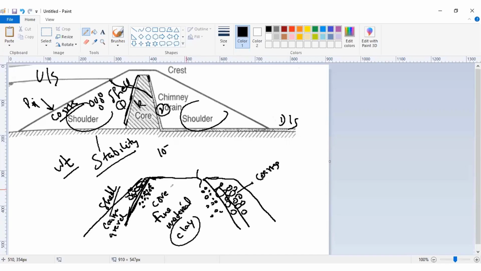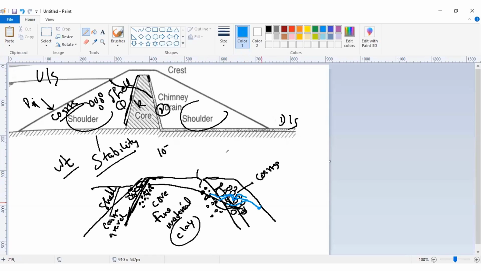So on the downstream side, when the seepage flow is taking place from upstream to downstream side, it will exert seepage force on these smaller particles, and then these smaller particles will have the tendency to move into the voids that are available. So they will easily move in the voids like this, and then it will wash away. So after some time, nothing will be left here.